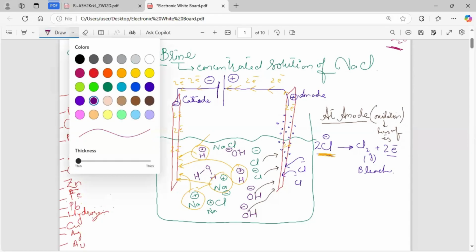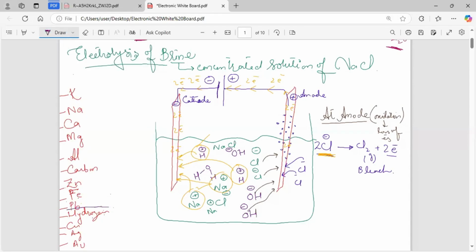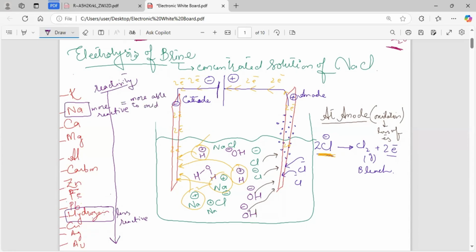Now, look carefully here. Hydrogen is present over here, and sodium is present over here. We know that reactivity decreases down the series. This is the reactivity series. The reactivity decreases down, which means that Na is more reactive, whereas hydrogen is less reactive. More reactive means more able to oxidize, in other words, more able to lose electrons. Oxidize means lose electrons, remember?